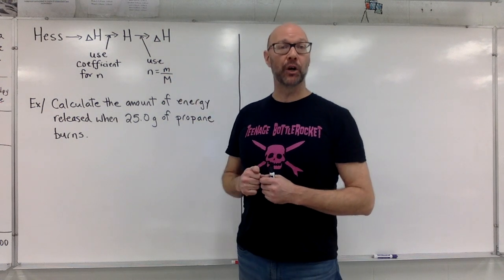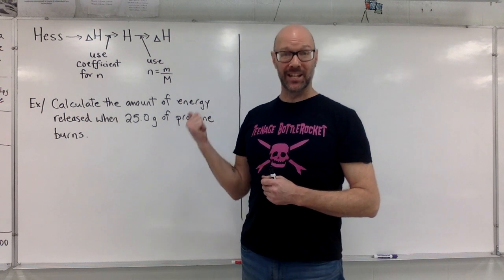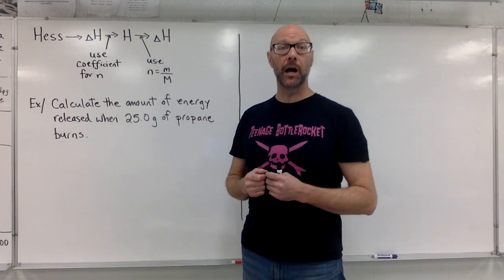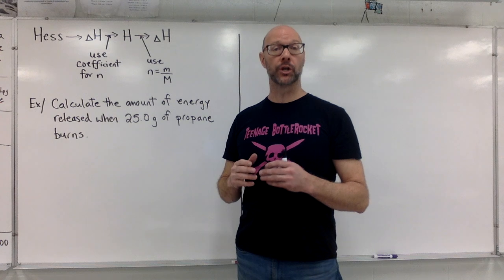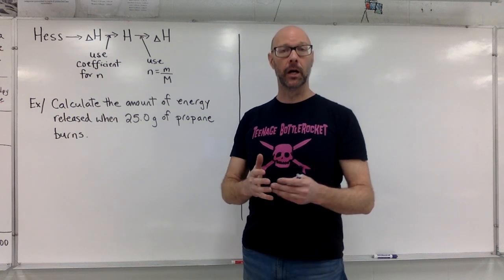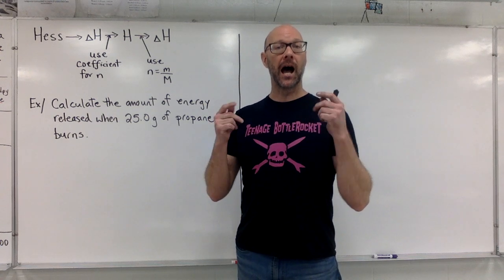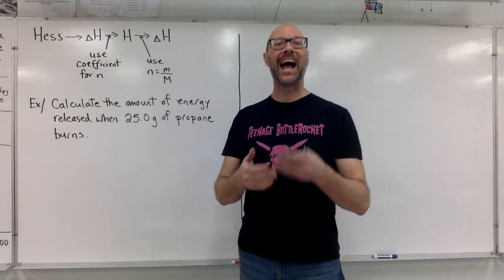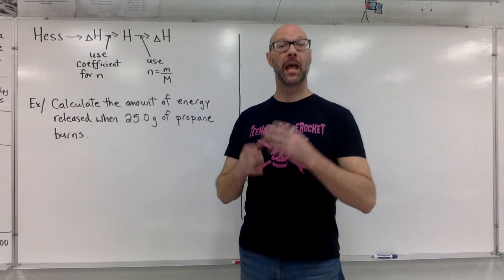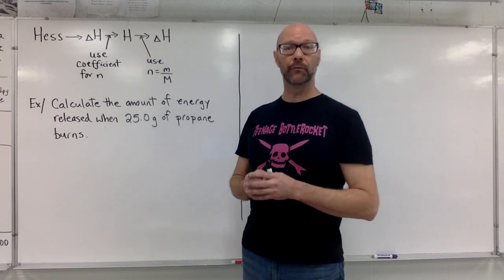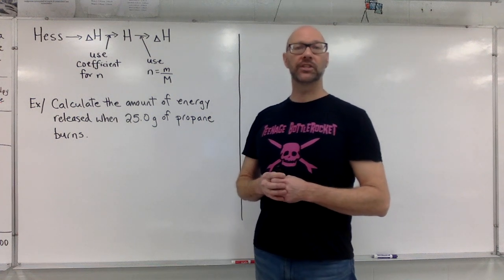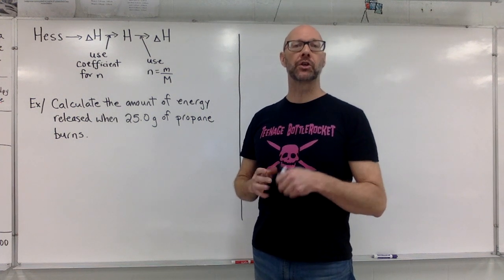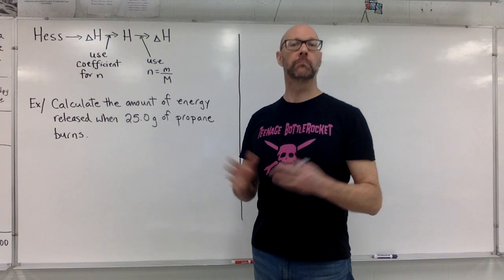We're then going to convert that delta H into H by dividing by the moles, only we're going to use a coefficient for the moles. We're going to use the balancing number in the chemical equation of the chemical that the question asks us to focus on. Then, finally, we're going to convert that molar enthalpy back into delta H by this time using mass over molar mass for our moles. Here we go.